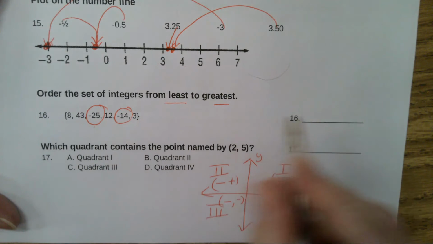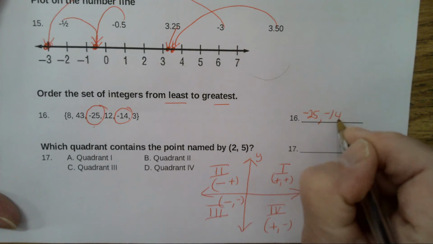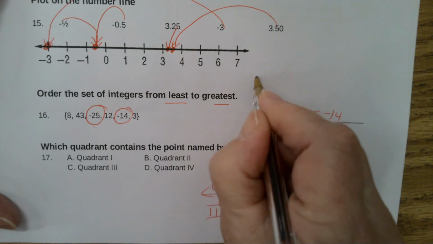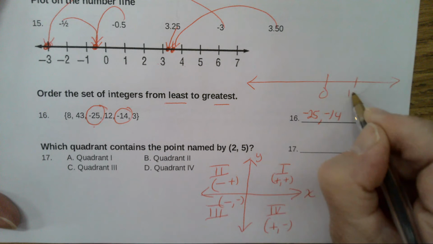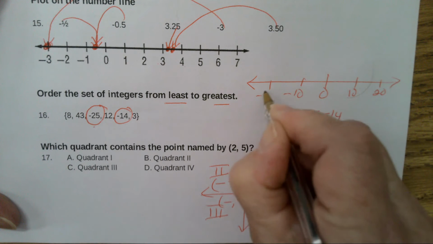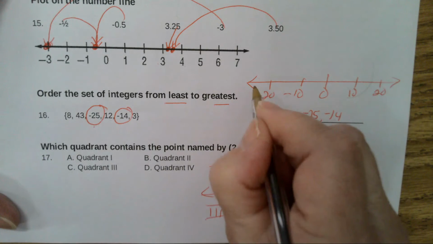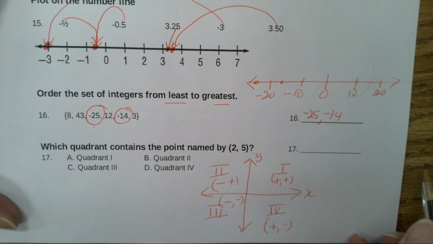-25 is the smallest. Then it's -14. Think about if you drew a number line, you could go by tens if you wanted to: 0, 10, 20, -10, -20. You know, -25 would be here. Then it's -14. Now, what do I have left?